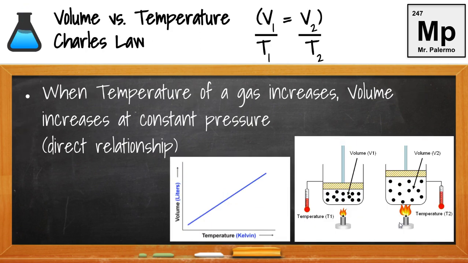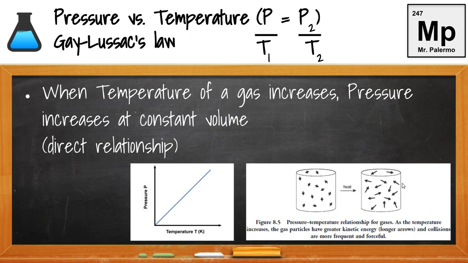The next relationship we have is volume versus temperature, or temperature versus volume. This is called Charles' law. And in Charles' law, when the temperature of a gas increases, the volume also increases if the pressure is held constant. This is a direct relationship, as you can see here in this graph. So we're increasing temperature, and we see the volume is increasing. You can also see that here in this model, as we increase temperature on our gas, we can see that the volume of our chamber has increased.